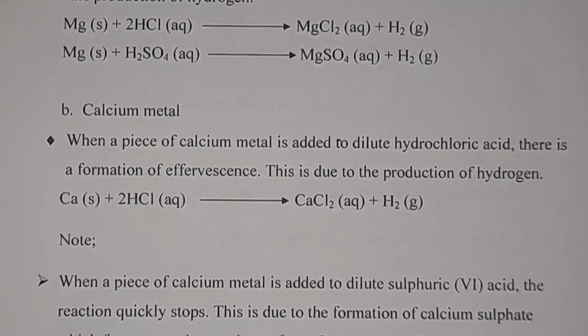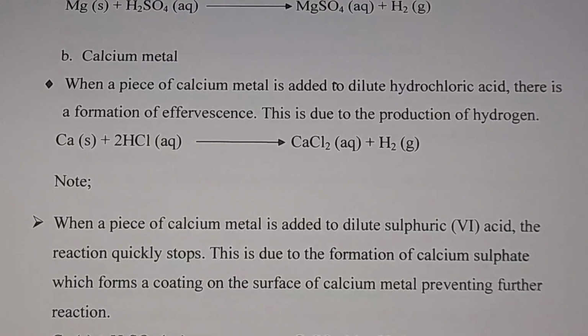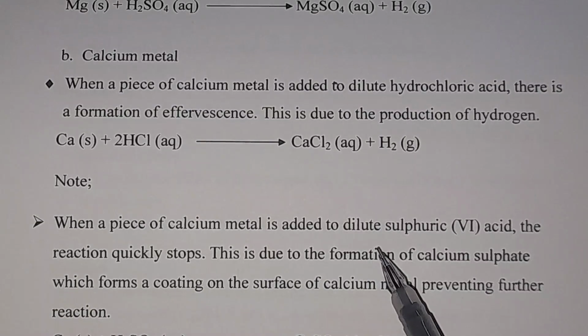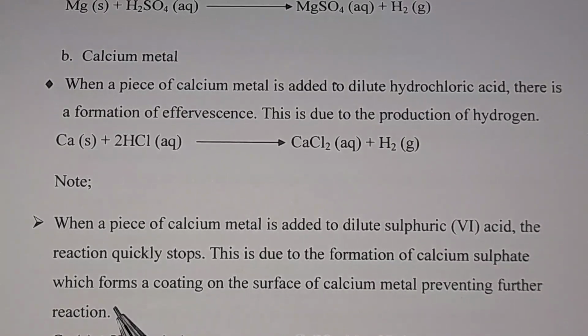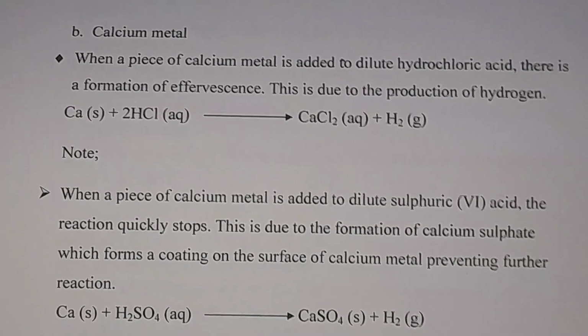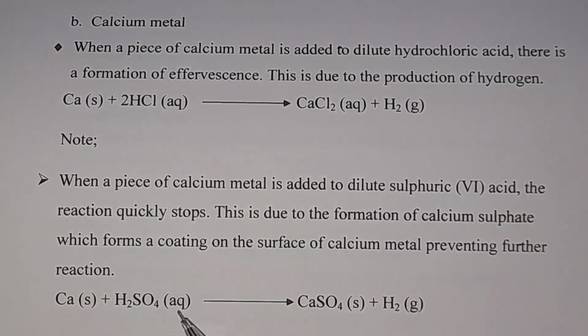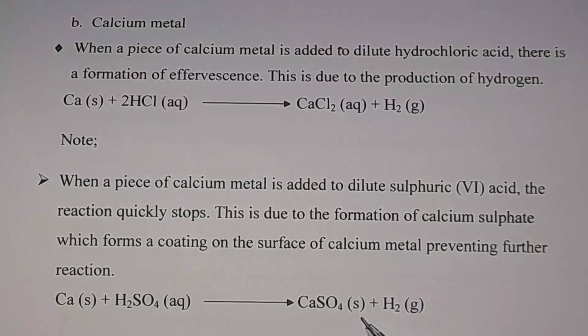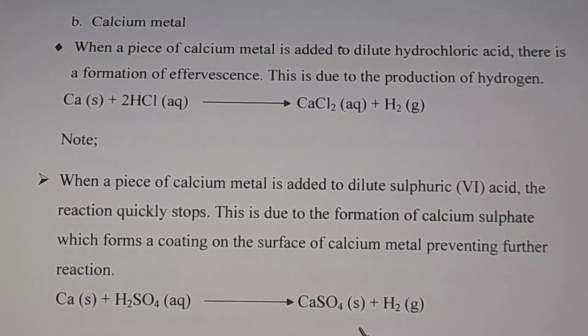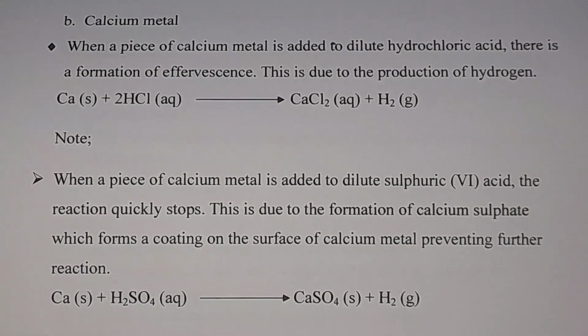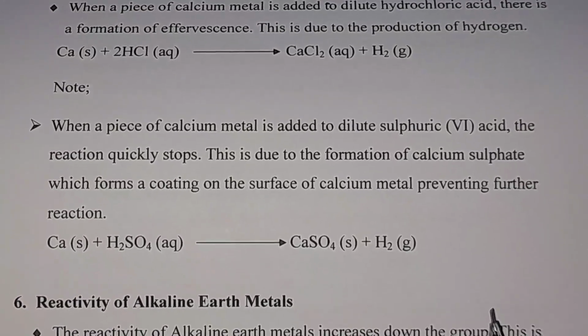We said note, when a piece of calcium metal is added to dilute sulfuric acid, the reaction quickly stops, or comes to an end after some time. The reason is the formation of calcium sulfate, which forms a coating on the surface of the calcium metal, preventing further reaction. The reaction to support that is when calcium solid reacts with dilute sulfuric acid, we get calcium sulfate, which is a precipitate, and also hydrogen gas. So this precipitate coats the calcium metal, thereby preventing any reaction from occurring. Remember, we said all sulfates are soluble except barium sulfate, lead(II) sulfate, and also calcium sulfate.